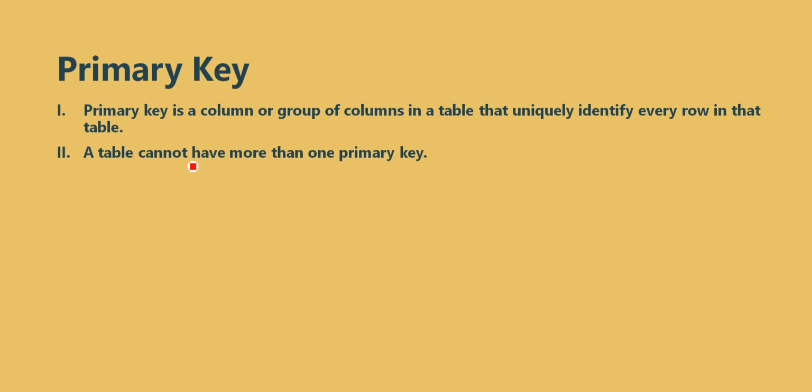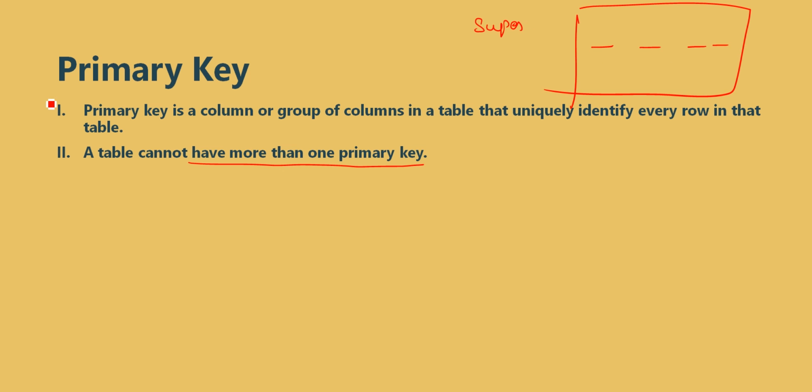A table cannot have more than one primary key. In the case of super keys, we can have different columns in a single table, but the primary key can only be one, not more than that. Only one column can be selected as a primary key.